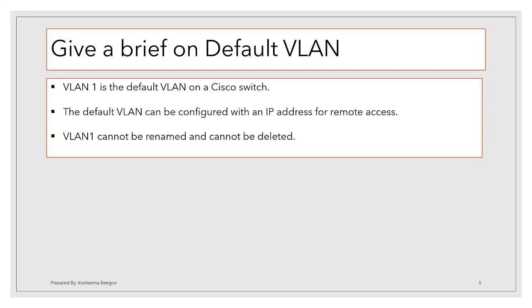Default VLAN can be configured. Now we can configure that VLAN 1 with an IP address. Why? Because we want the switch to be accessed remotely instead of attaching a console cable directly to the switch and coming to the switch to configure the switch. We can configure the switch remotely via an IP address.